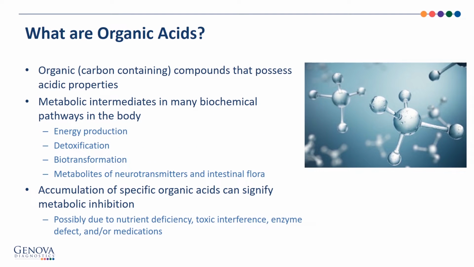Let's start with defining the term organic acids. Chemically, they are organic, meaning carbon-containing compounds that possess acidic properties. They serve as metabolic intermediates in many biochemical pathways in the body, and in this way, they provide insights into things like energy production, detoxification, biotransformation, as well as serving as metabolites of neurotransmitters and bacteria and yeast.